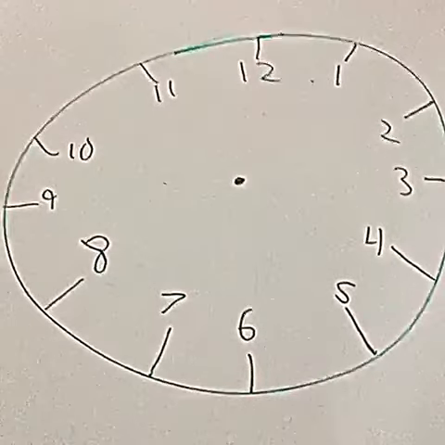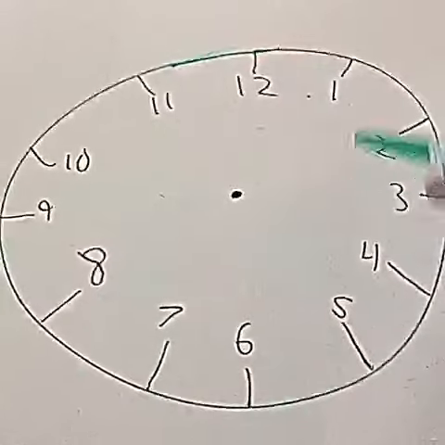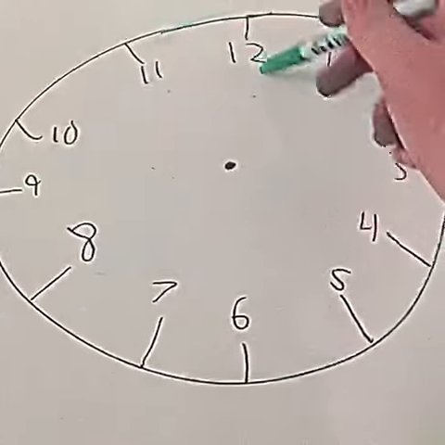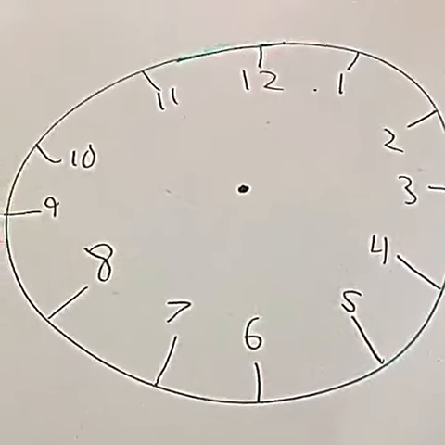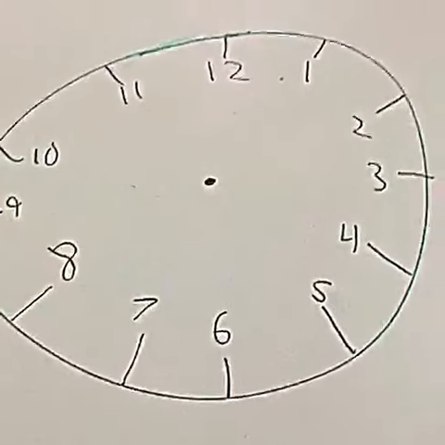Here we have a clock, and it's a circle. It has a center, and it's labeled 1 all the way around, all the way up to 12. Now, clocks have two hands. They have a short hand and they have a long hand.